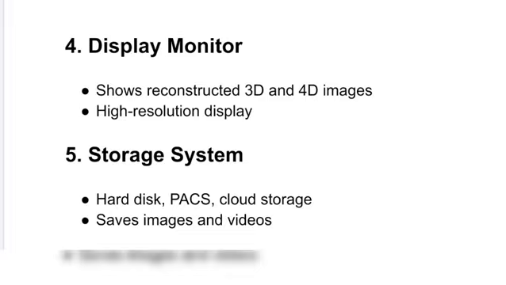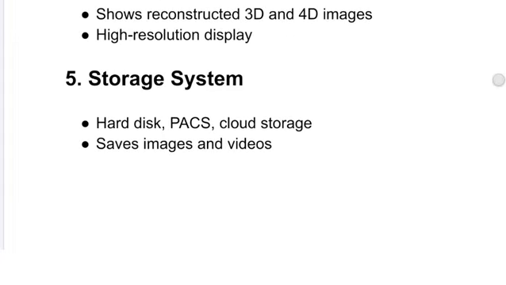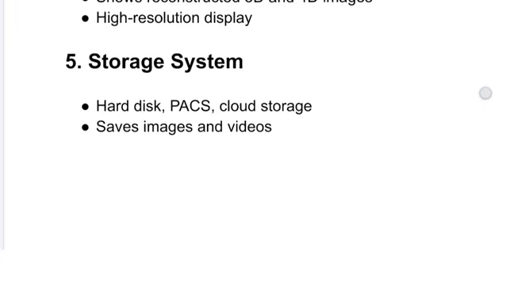Next is the display monitor. It shows the reconstructed 3D and 4D images on a high resolution display. Next is the storage system. The storage system consists of hard disk, PACS, and cloud storage. It helps us to save the images and also the video recordings of the imaging systems.